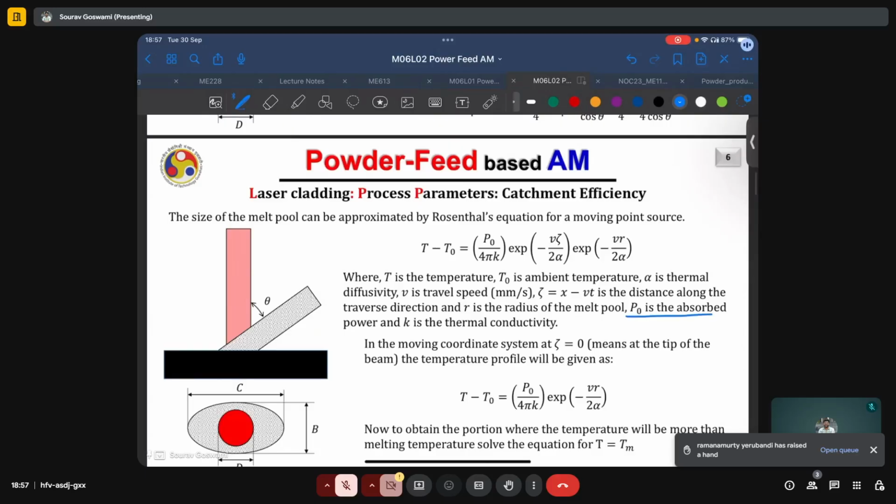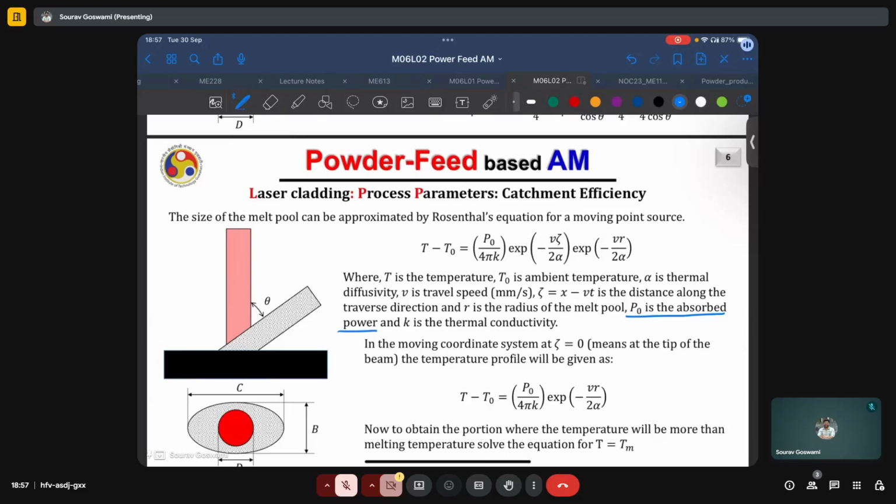The absorptivity for the case of metal is typically between 0.3 to 0.5, and so only about 30 to 50% of the power which you are supplying to the system is actually getting absorbed by the metal. Also, it will vary as a function of temperature.